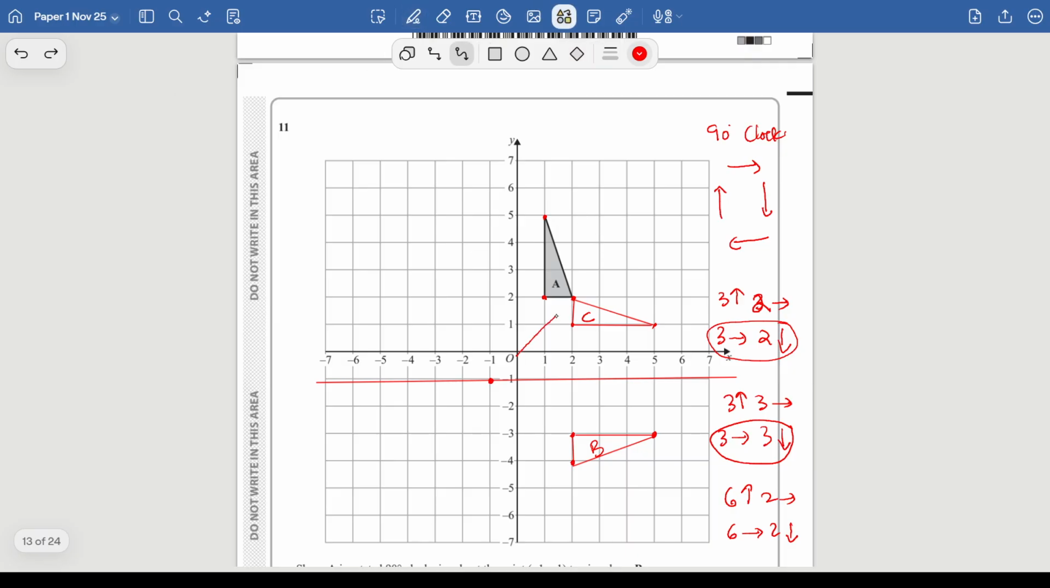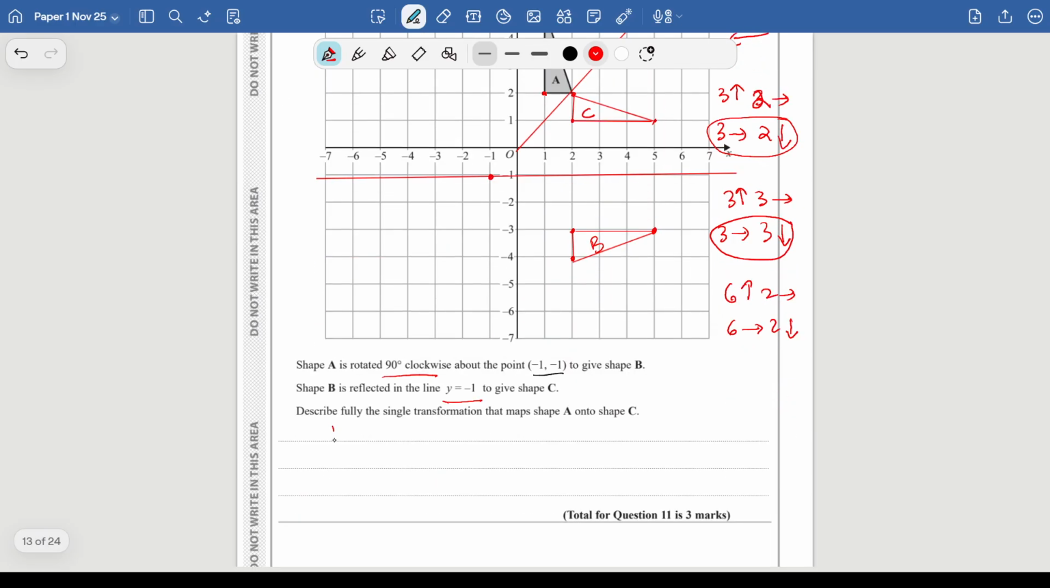That's the line y = x. You see the shapes are reflected in this line. So I will write: it's a reflection in y = x.